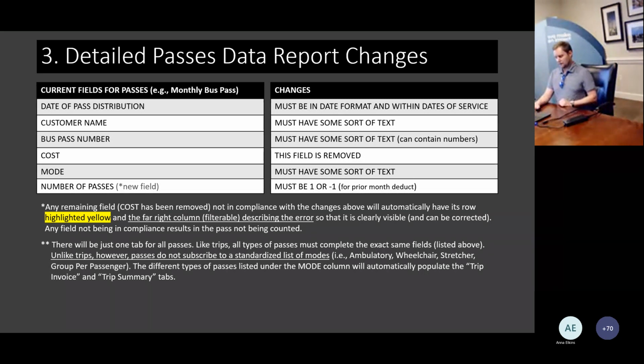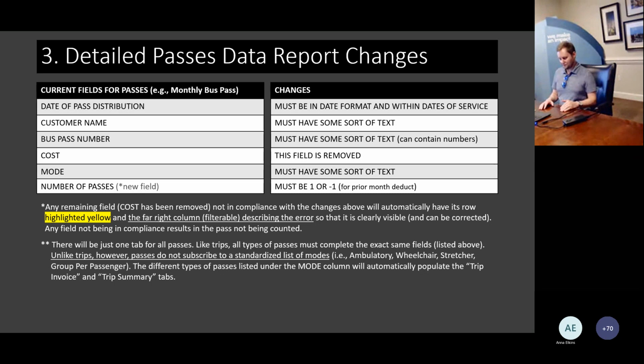Now, this is probably one of the bigger twists on the new template, but we're going to have all the passes in one tab now. And the reason we're doing that is because, one, we can do it regardless of if it's a monthly pass, a weekly pass, etc. You're filling out the same fields. But the reason we really feel like it helps to do it this way is because, unlike trips, there's only 4 different types of trips: ambulatory, wheelchair, stretcher, group, or passenger.